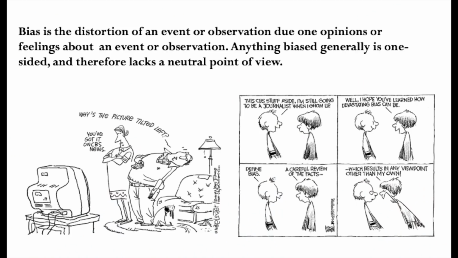The next one is detecting bias. Someone might say, well, Mr. Squire, what does bias mean? Bias is a distortion of an event or observation due to a person's opinions or feelings about the event. What does that mean, Mr. Squire? That's pretty much a person's own personal opinion or feelings toward an event or an observation, just giving your own thought about something.